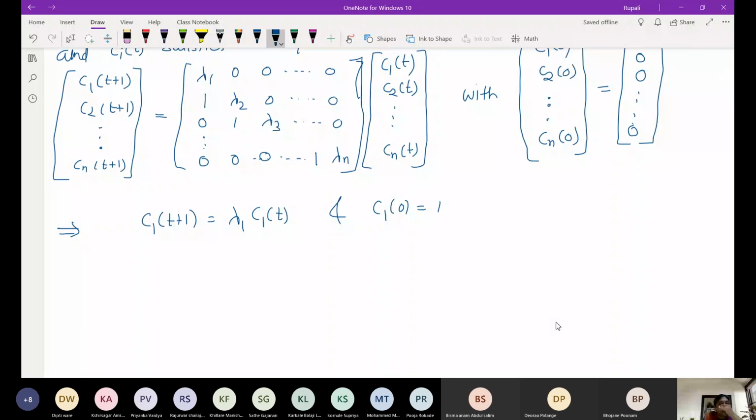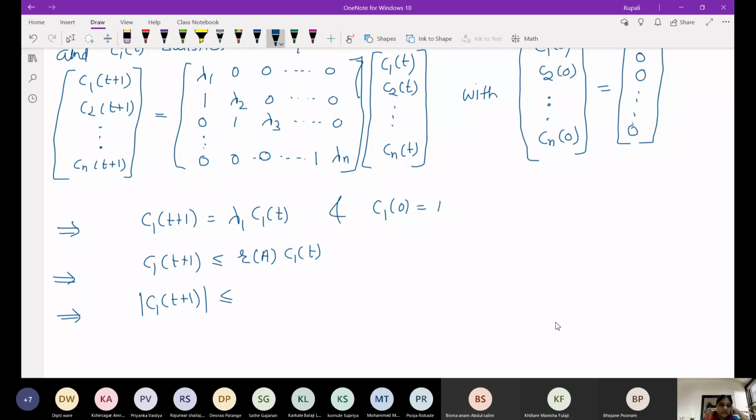Now, what is the relation between the spectral radius of A and lambda 1? The spectral radius is always bigger than or equal to the modulus of lambda 1. Are you there? Yes, ma'am. So c1(t+1) is less than or equal to the spectral radius of A times c1(t). I can write again: the modulus of c1(t+1) is less than or equal to the modulus of R(A) times the modulus of c1(t).